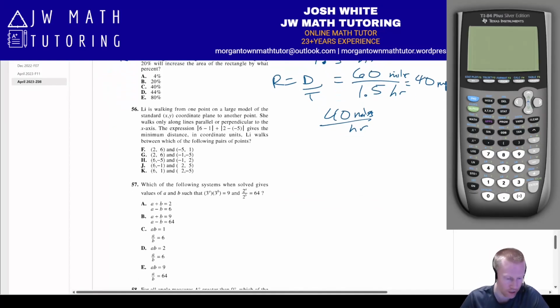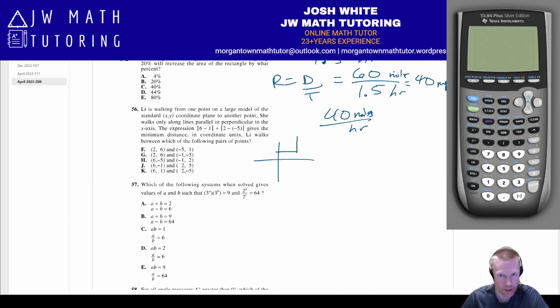All right, let's talk about the one a couple below it now, 56. So this person is walking between 2 points on an XY coordinate plane, and basically only going either horizontal or vertical, nothing diagonal, or in this case they say parallel or perpendicular to the x-axis. And they give you this expression here, which is basically the distance between the 2 points, say start and end. And they want to know which could be the following pairs of points.